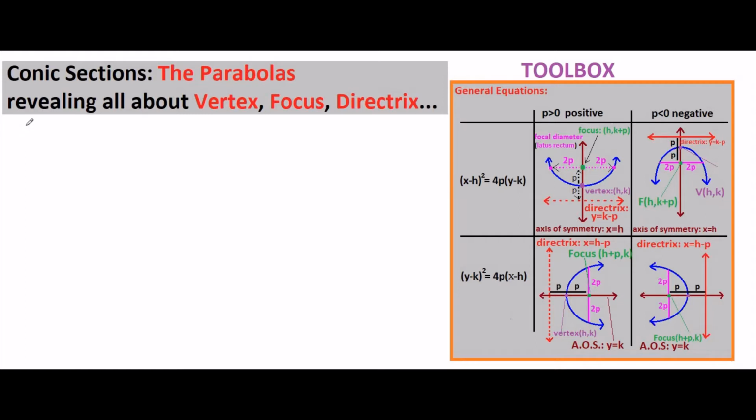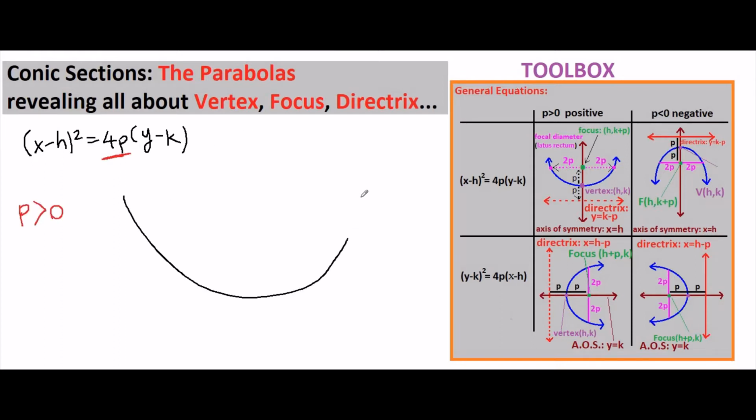If our equation is in the form of x minus h squared equals 4p times y minus k, and if our p value here is positive, then our parabola is opening upwards. Our focus is inside of the parabola. Our directrix is behind the parabola. This is our vertex.